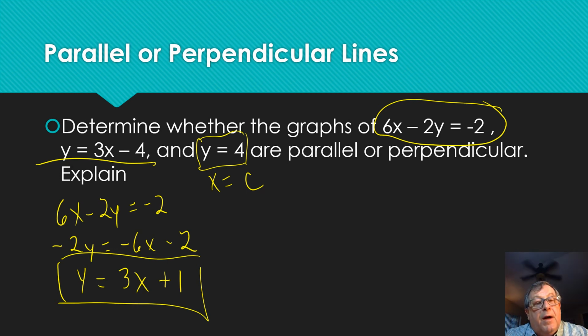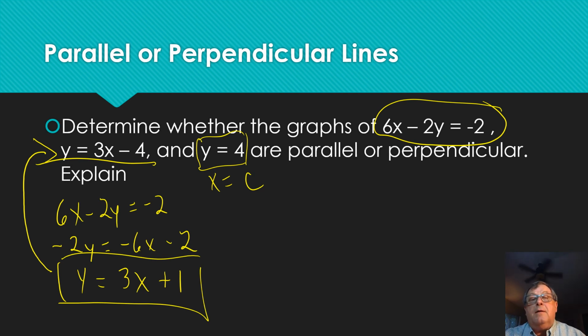Now, let's compare this back to that equation right there. And what do we see? Well, they both have the same slope. And so if they have the same slope, those two equations are going to be parallel. And again, this equation, this y equals 4, is not going to be either parallel or perpendicular to either of these other two lines.